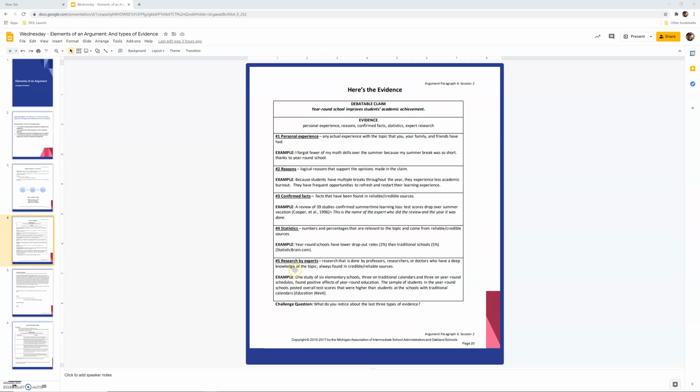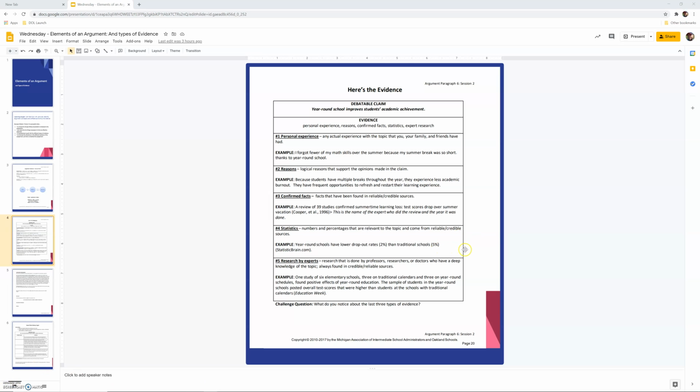And number 5, research by experts. This is research that is done by professors, researchers, or doctors who have a deep knowledge of the topic, always found in credible and reliable sources. Again, this is one of those that is the most convincing when you're trying to form an argument.